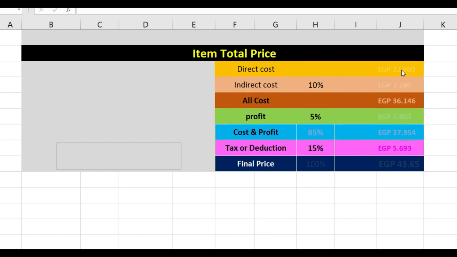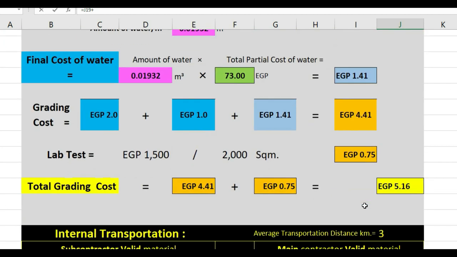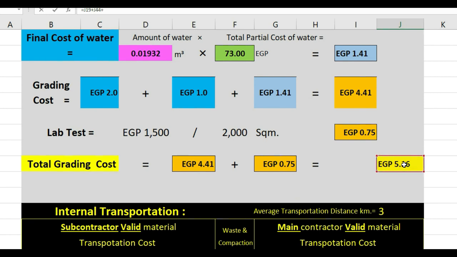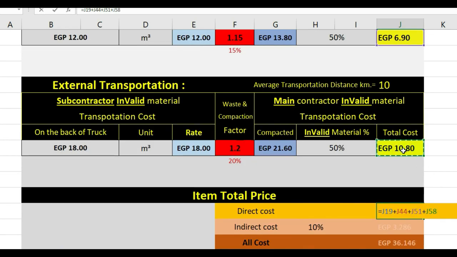Let's start to finalize the item total price. Here is the direct cost. Direct cost equals all the cost of sub-items. Equal what? Those are costs, plus, look here, grading cost, plus, look here, internal transportation, plus external transportation, equal 32.86. This is direct cost, or sometimes they call it dry cost.